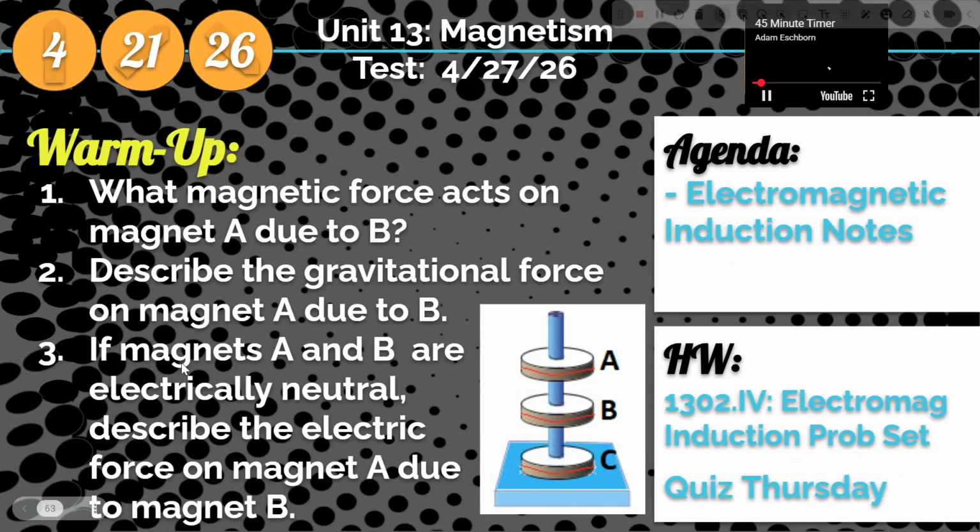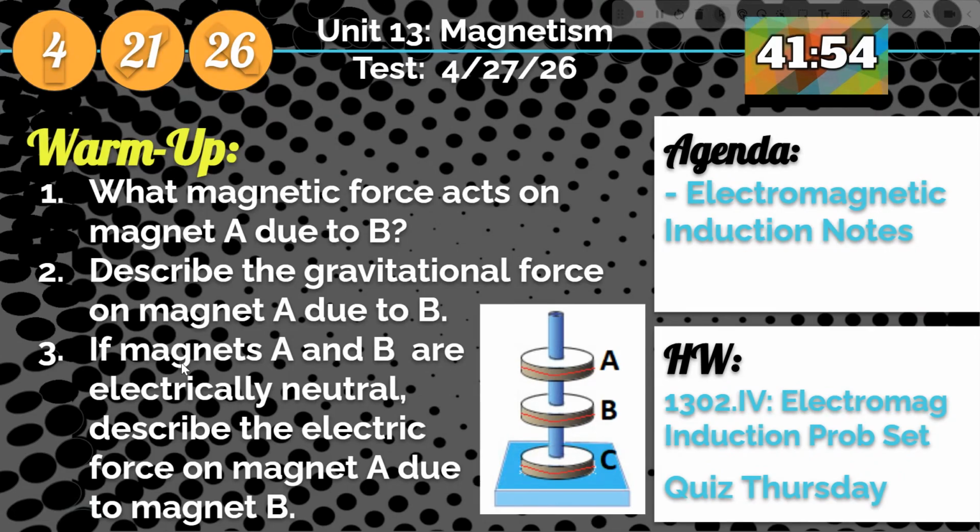The warm-up question asks about the magnetic force, gravitational force, and electric force acting between the magnets shown in the picture. The magnets in the picture show magnetic levitation, where one magnet floats on top of the other due to repulsion between them. So the first question, the magnetic force on A due to B, is a repulsive force. That's why it's floating instead of attached: they're repelling one another.